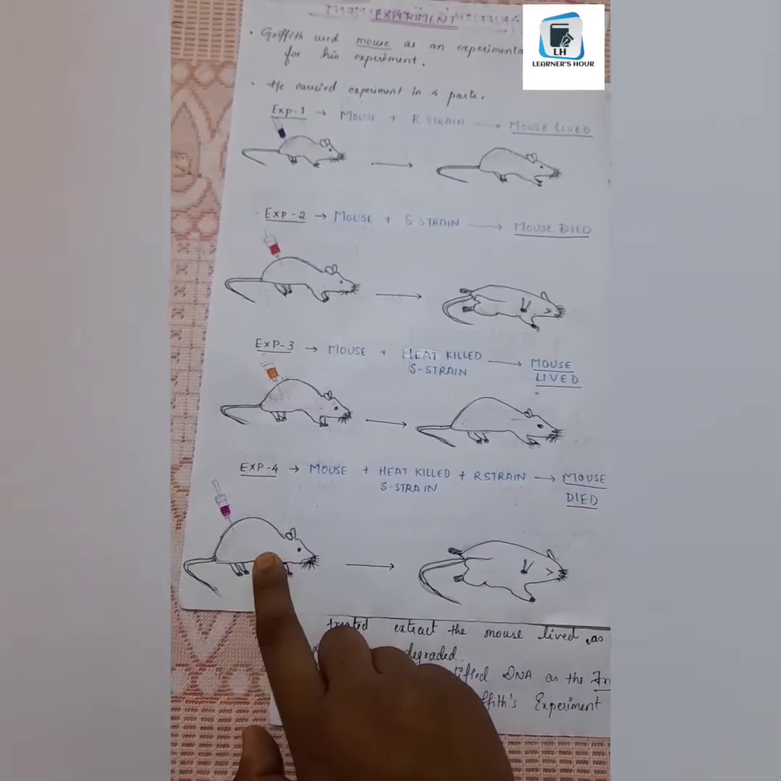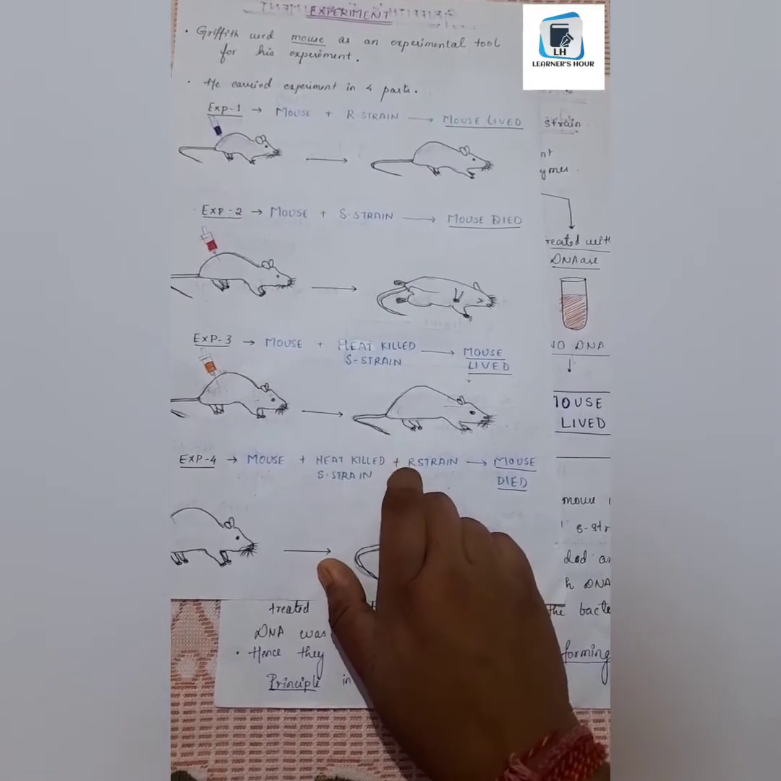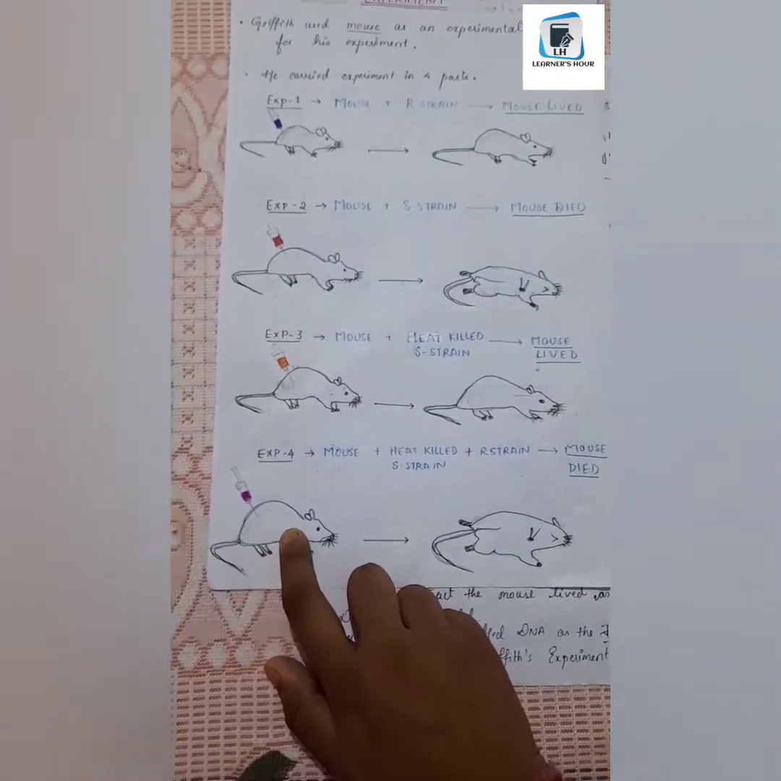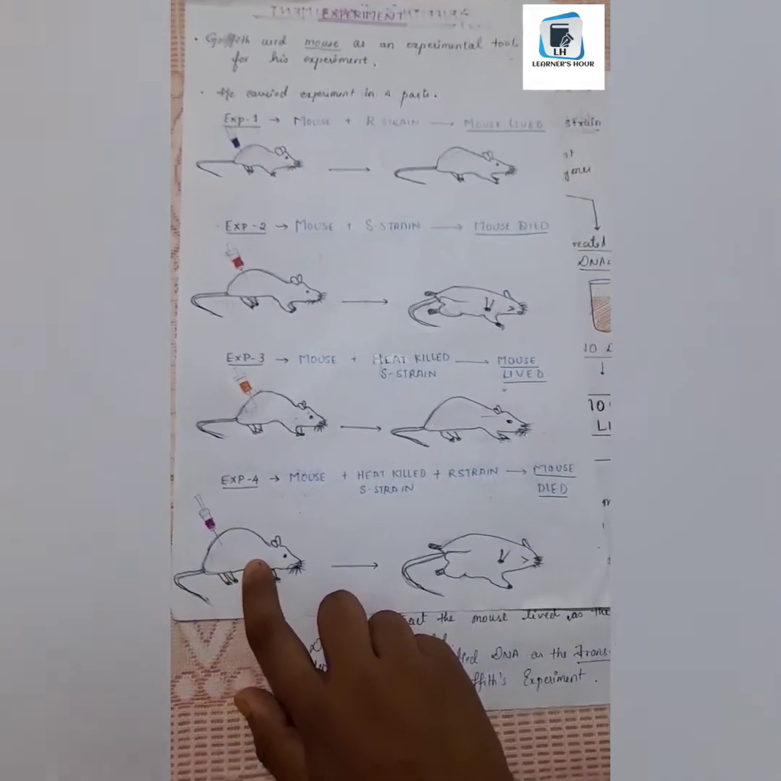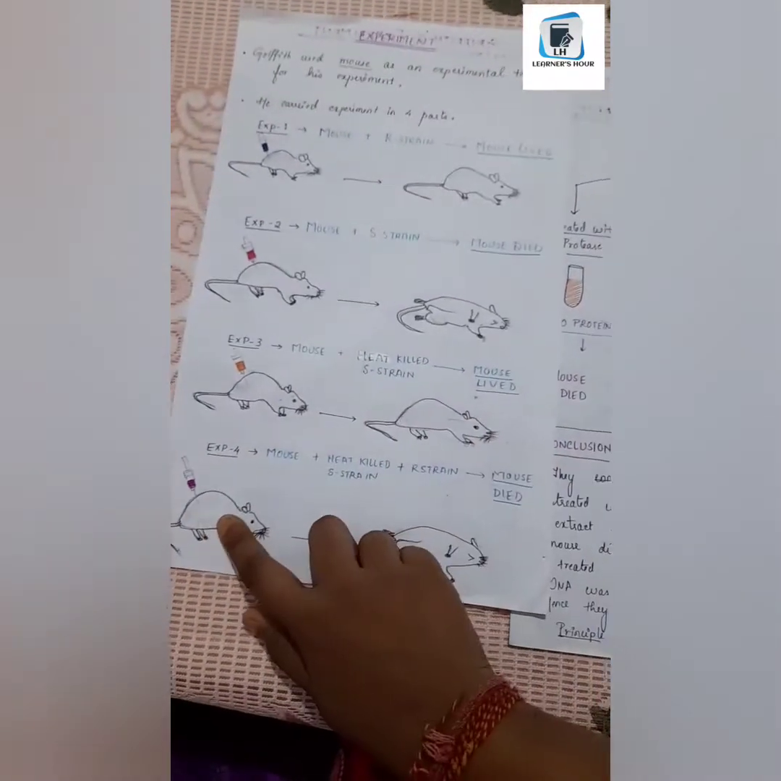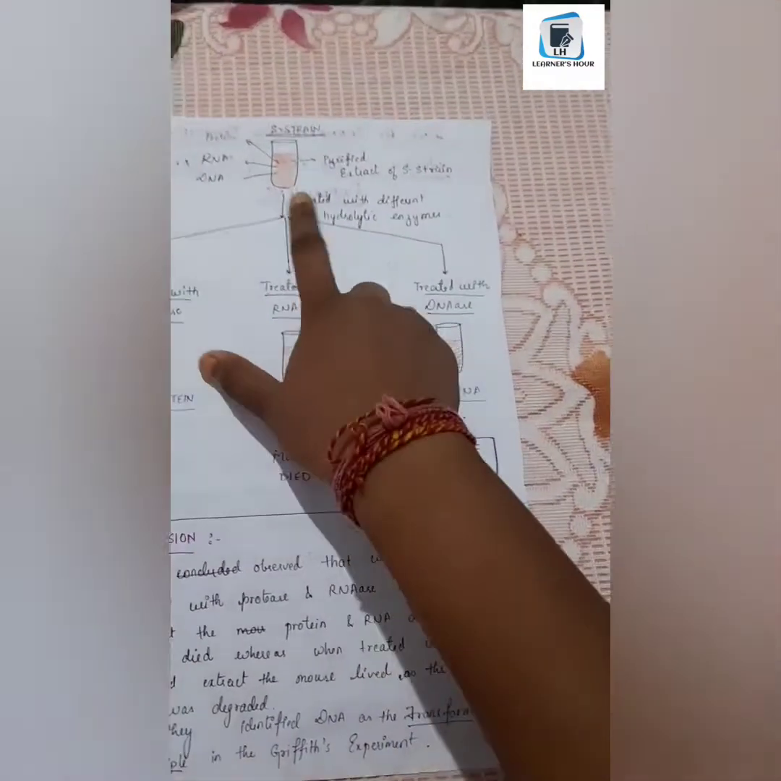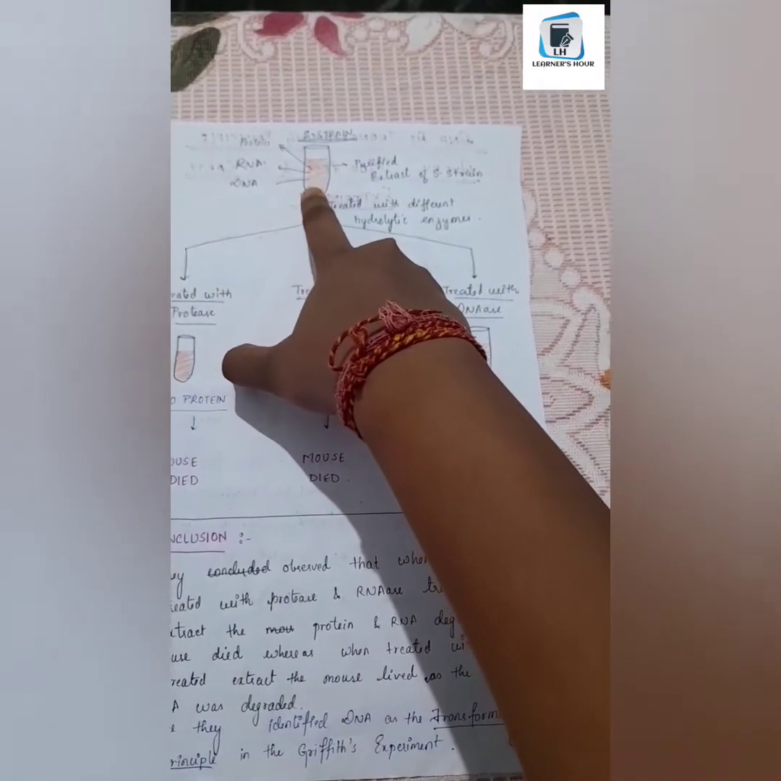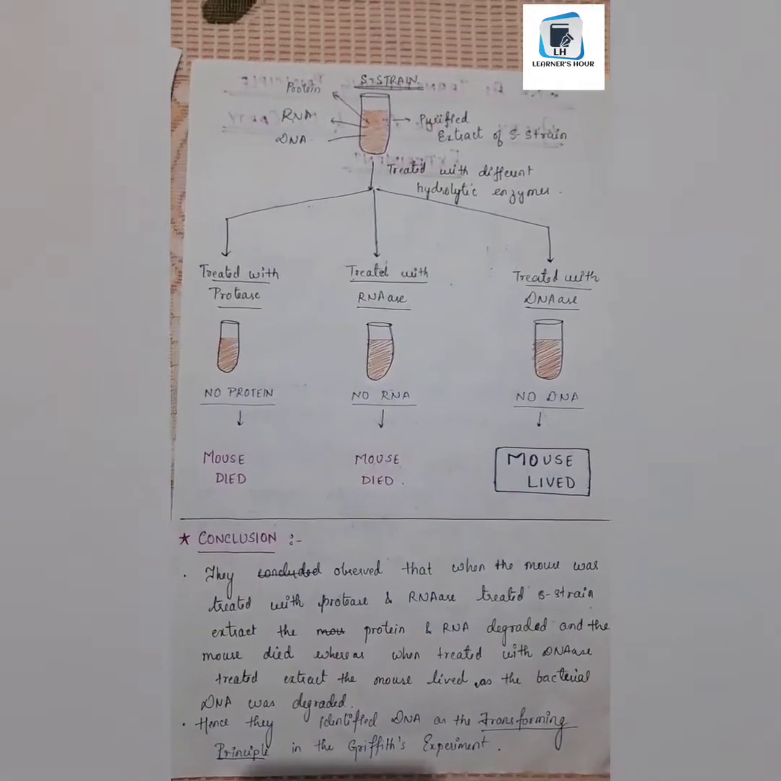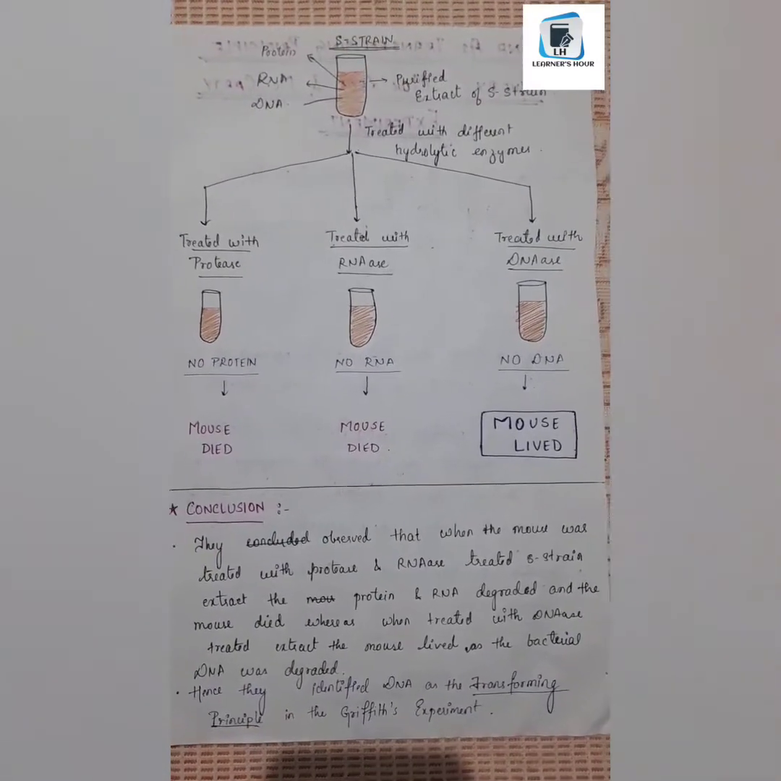In this last mouse, the mouse was injected with the heat-killed S strain bacteria and R strain mixture. And we got to know that in this mouse, transformation was found, because of which the mouse died. So they took the cells of this mouse and prepared a purified solution of these S cells. As we know, the cells contain different cellular components like DNA, RNA, proteins, etc. Here we are only talking about these three components.